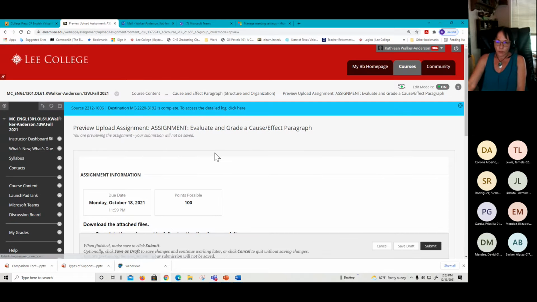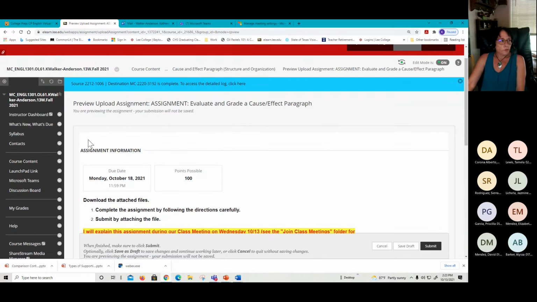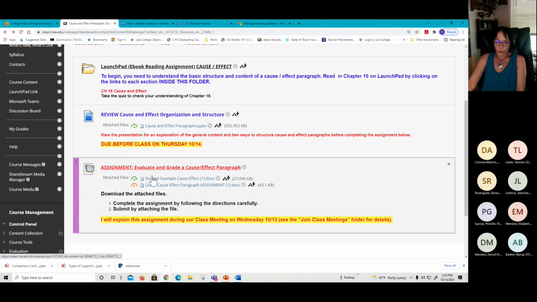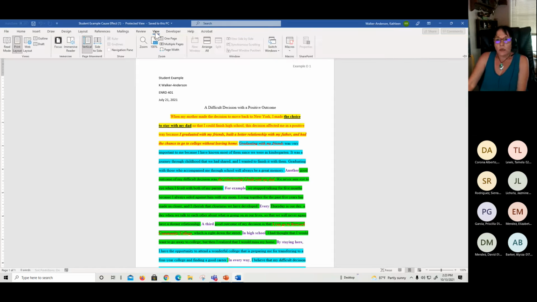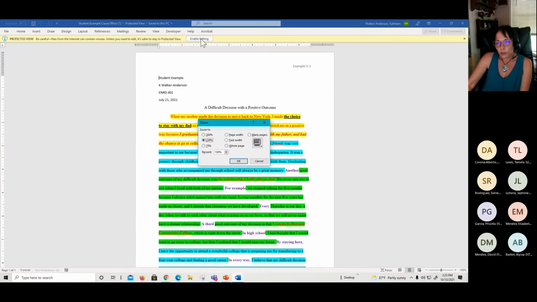So let me bring this up. Oh, let me back up. All right, so you're downloading 2 things. The example paragraph that is going to be annotated just like the other example you saw was. And this is where those different colors come in important, because it goes along with the rubric, and we're going to talk about that. Let me make this bigger. I'm going to get this ready and then bring in the next one.